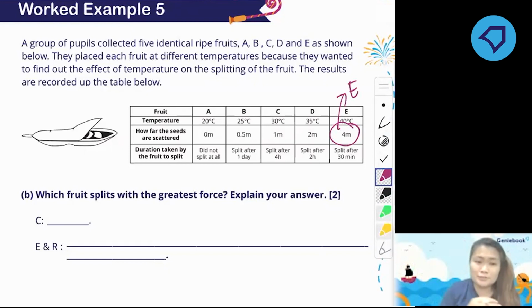But we can't just put down that the seed was scattered to 4 meters. You will not get your marks. You have to say that it's scattered to the furthest distance. Furthest distance.